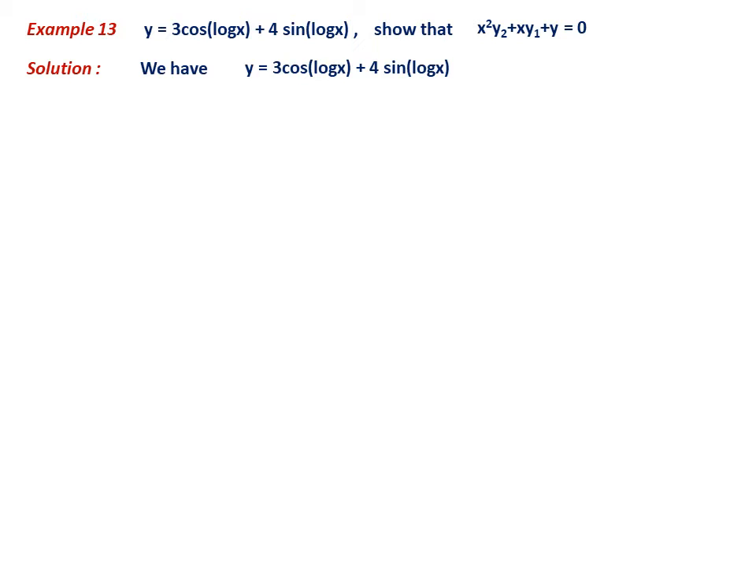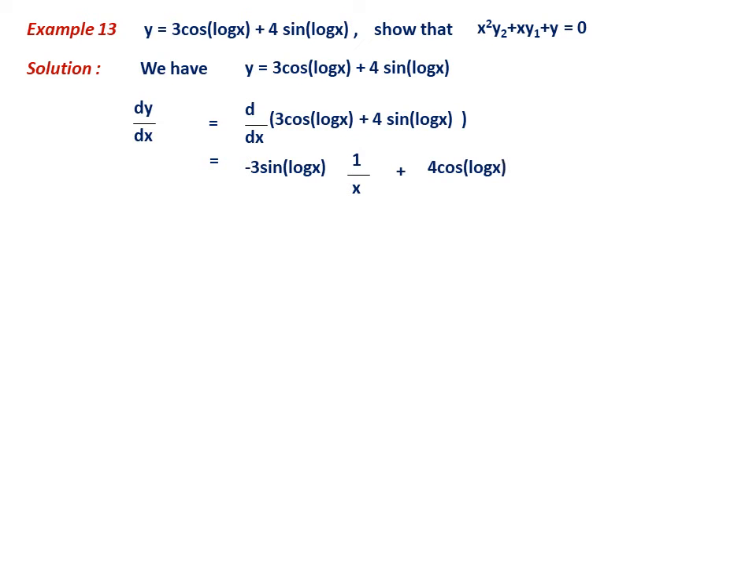So we have y equal to 3 cos log x plus 4 sin log x. Note here, cos log x is a composite function. Sin log x is also a composite function. So whenever you are differentiating, you have to use chain rule. So dy by dx equal to d by dx of 3 cos log x plus 4 sin log x. So this is equal to minus 3 sin log x. 3 is constant. Differentiation of cos is minus sin. So it is minus 3 sin log x. Then differentiation of log x, that is 1 by x. Similarly, 4 cos log x into 1 by x.